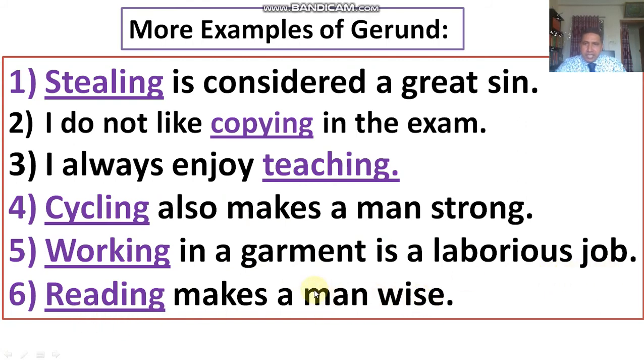Dear students, from the six sentences we have come to know stealing, copying, teaching, cycling, working, reading are gerunds because they are used in the sentence as subject or object, though they look like verbs. Students, don't be confused. In the first sentence, stealing is a gerund, considered is the verb. In the second sentence, like is the verb, copying is a gerund. In the third sentence, enjoy is the verb, teaching is a gerund. In the fourth sentence, cycling is a gerund, makes is the verb. In the fifth sentence, working is a gerund, is is the verb. In the last sentence, reading is a gerund, makes is the verb.